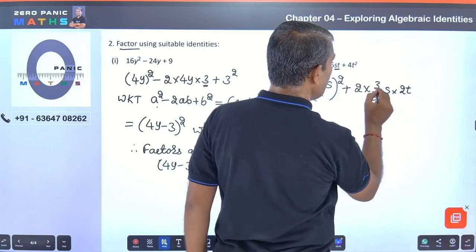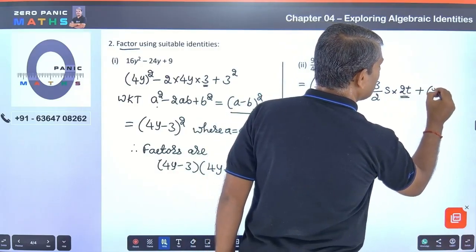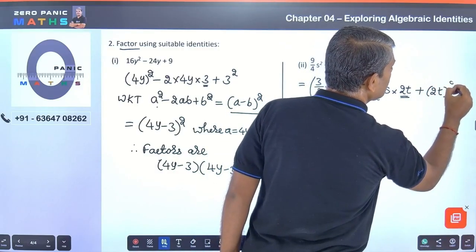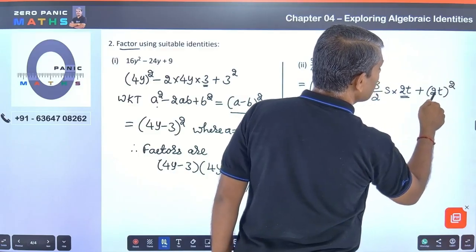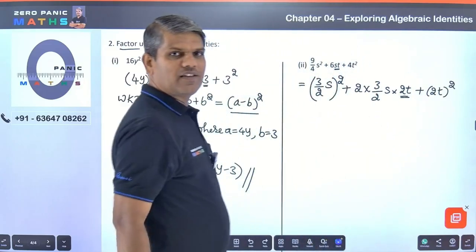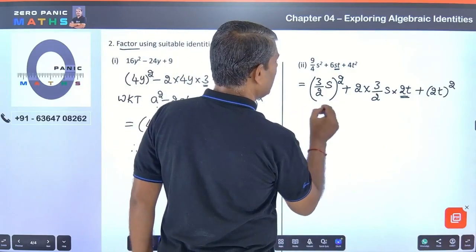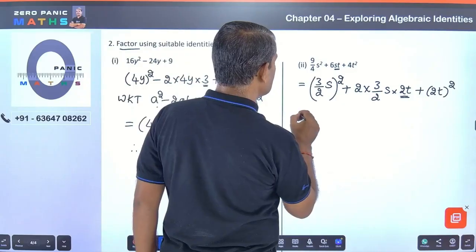So this is 2ab. What is b now? 2t. So I can directly write it as (2t) whole square, and that makes it b square, which is 4t square, which is there in the last term. Understood, right? Okay, now let us write. So this is the expanded version of this.